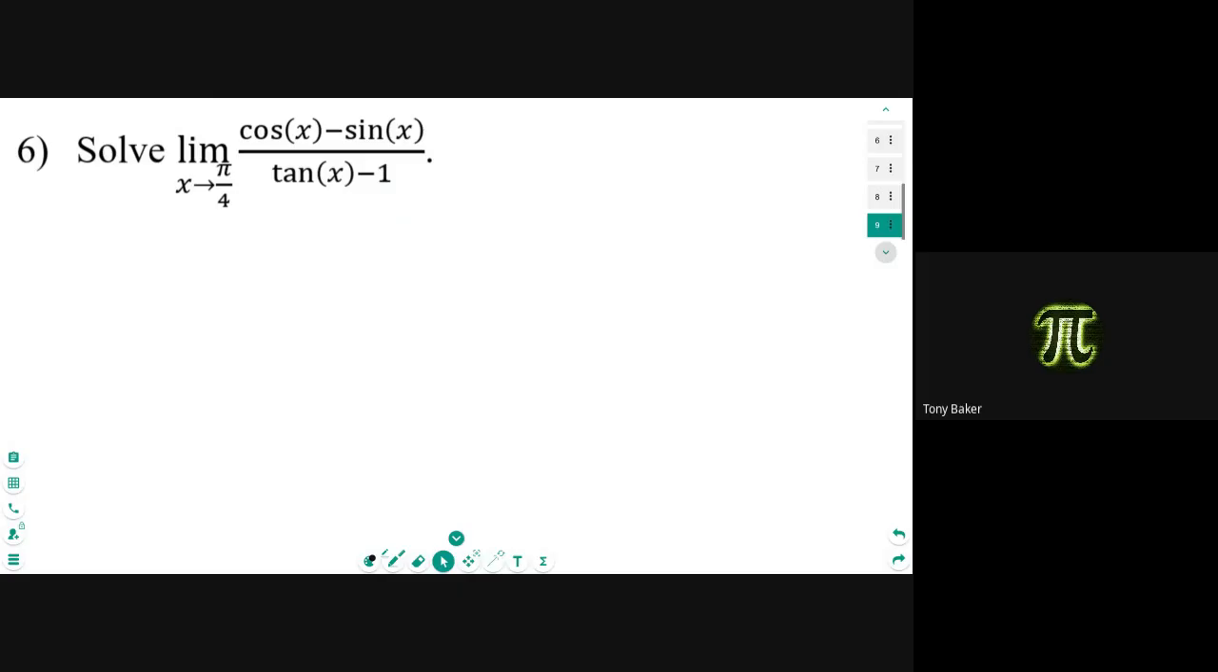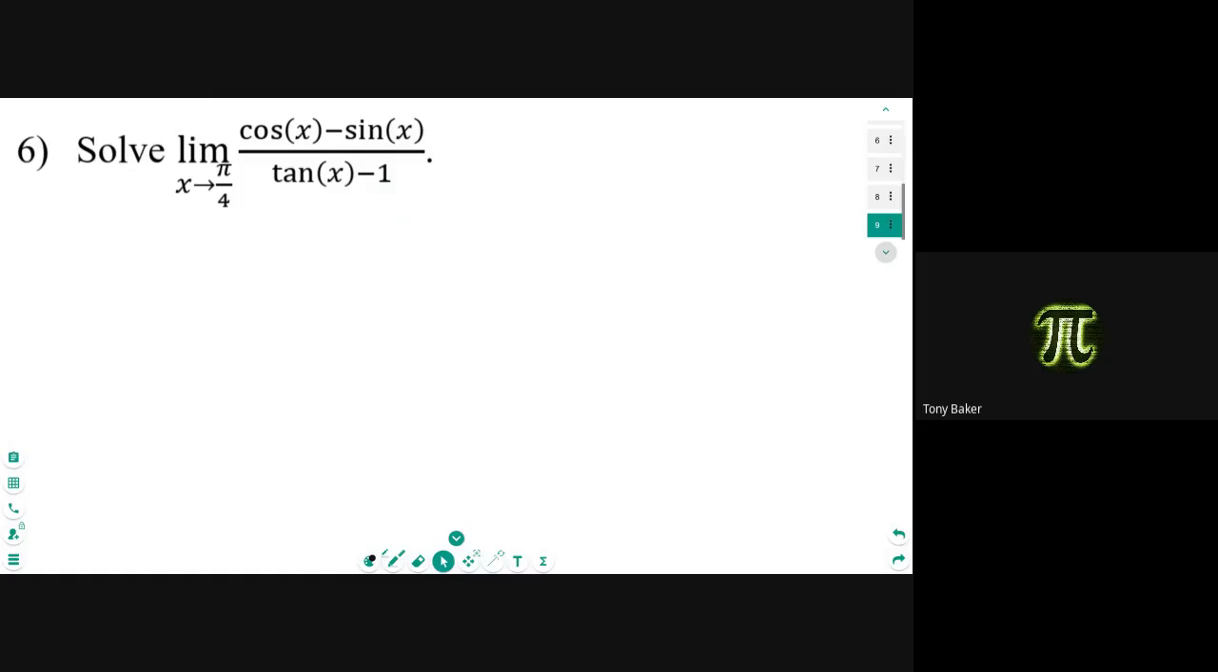You plug in pi over 4, what do you get? 0/0. You get 0/0. Don't forget to plug that in. Don't forget to try to plug the numbers in.